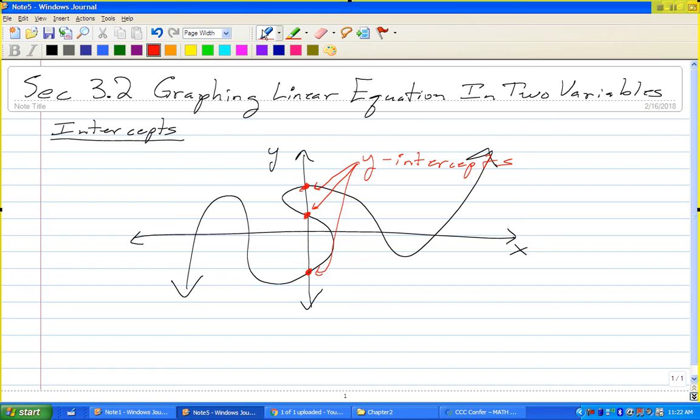And let's look where this curve intersects the x-axis. Those are called x-intercepts, because they intersect the x-axis. And so these are your x-intercepts.